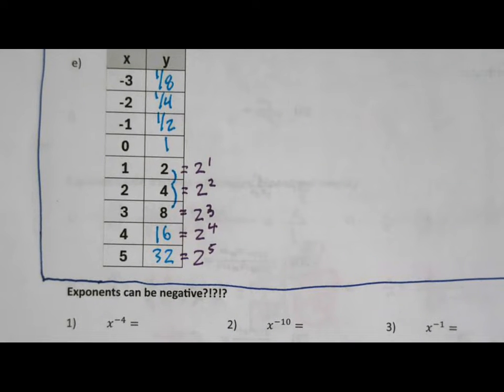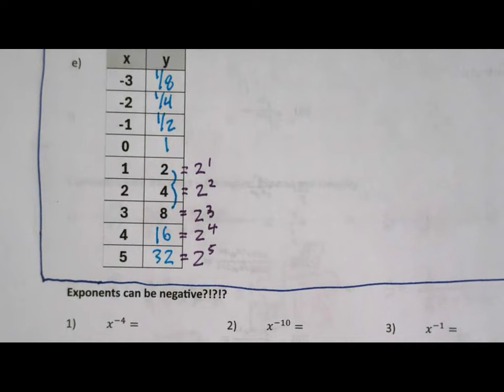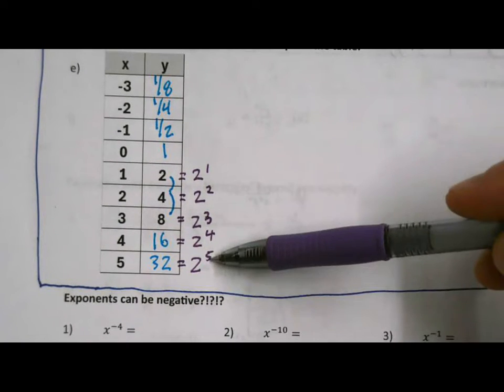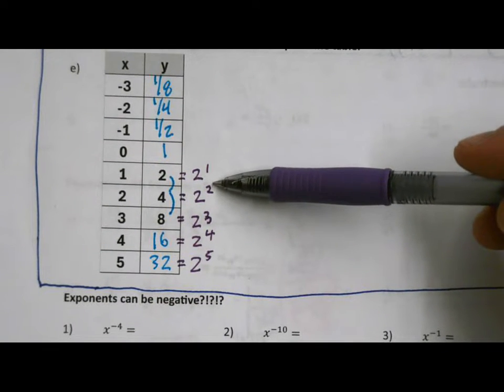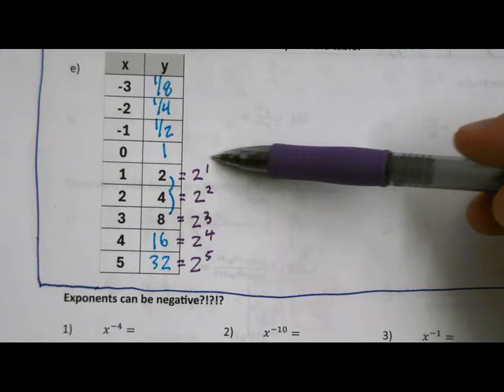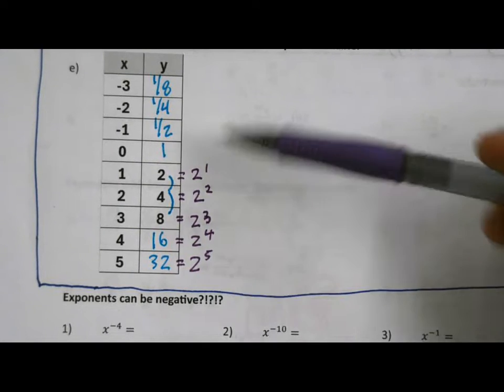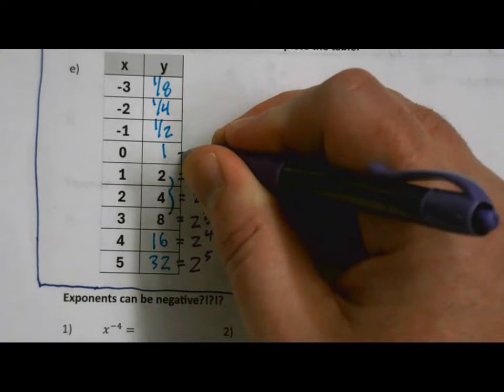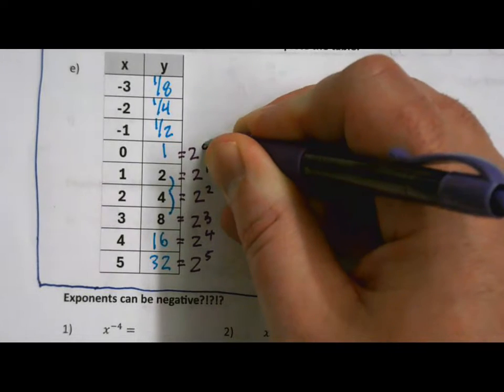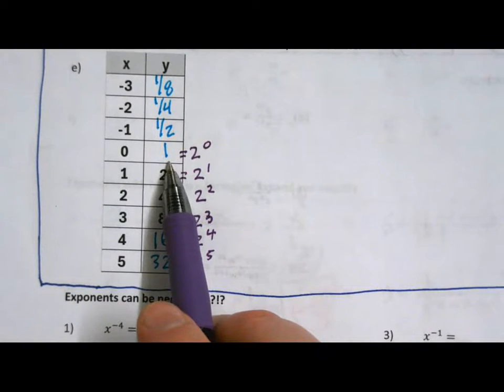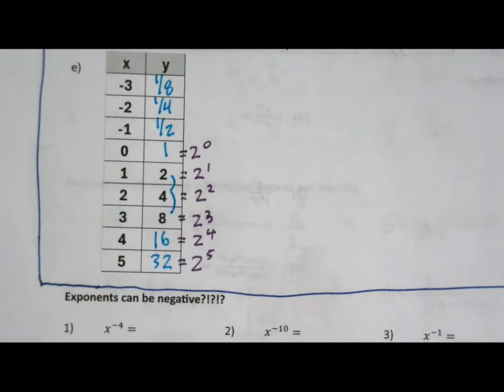So then tell me, what is 2 to the 0 power? Look up here. What is 2 to the 0 power? Where would that go? It would go right before this, wouldn't it? Turns out 2 to the 0 power is equal to 1. Isn't that weird? 2 to the 0 power is actually equal to 1.